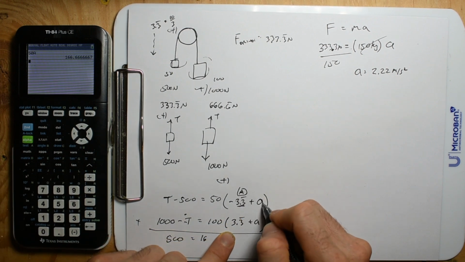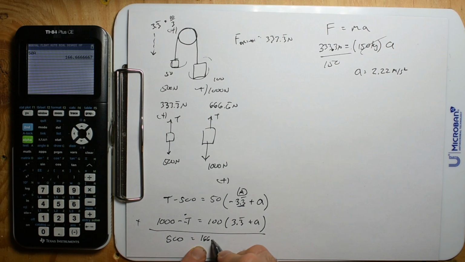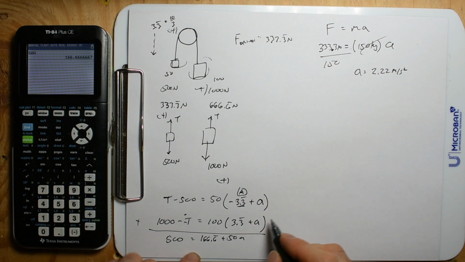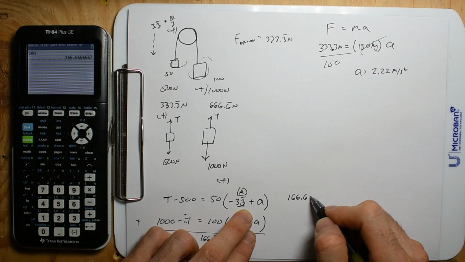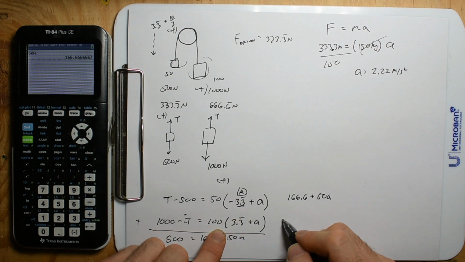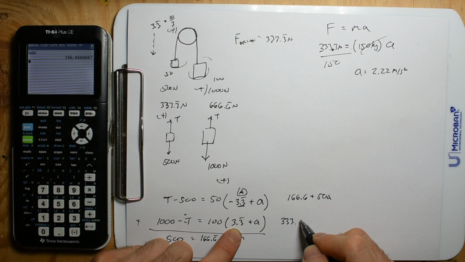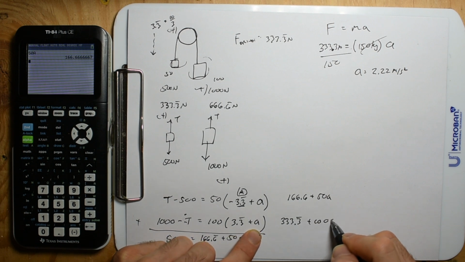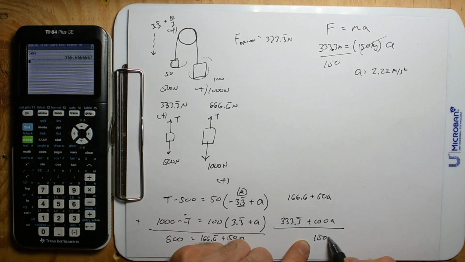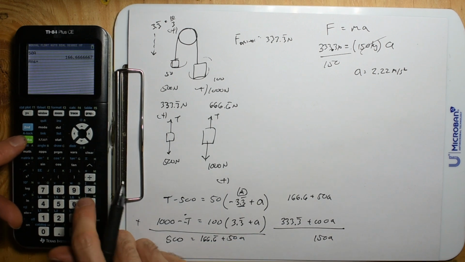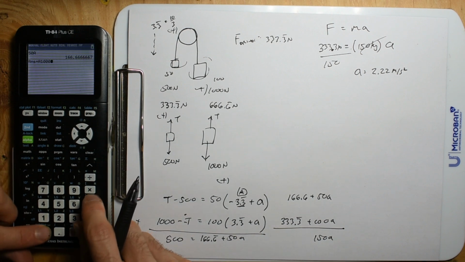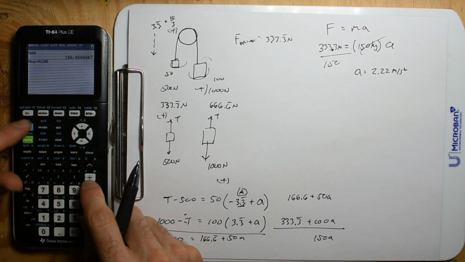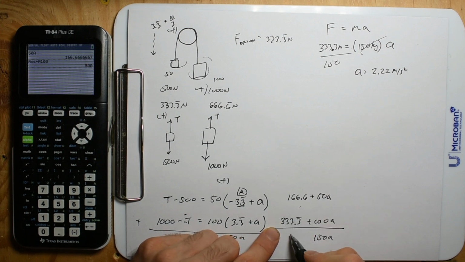Not to confuse this acceleration as A. So we have 166.6 plus 50A. Oh, and I was supposed to do it over here, but let's do 166 plus 50A, and then here is going to be 333 plus 100A. So now we're going to add these. We get the 150A. And we get this plus, how do I do this? This times 100. Cool.